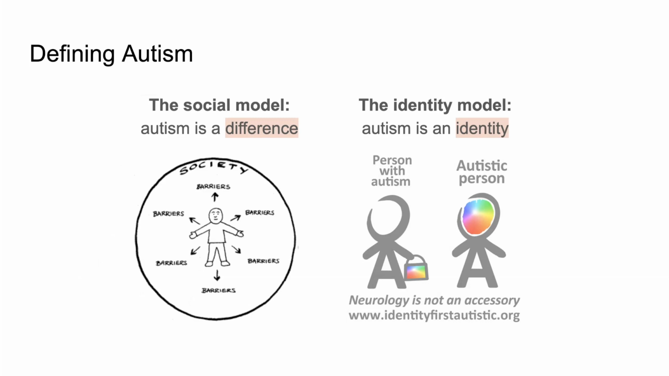You can either use person first language, so that would be person with autism, or identity first language, which would center the identity. So it would be like saying autistic person. The majority of autistic people actually prefer identity first language, so that's what we're using in our work.